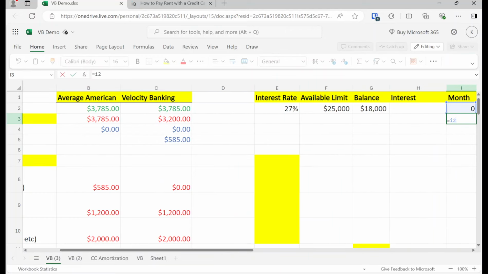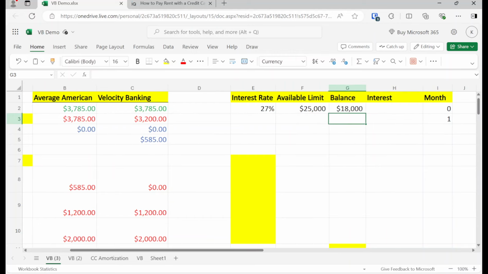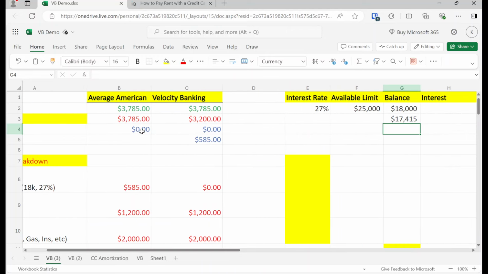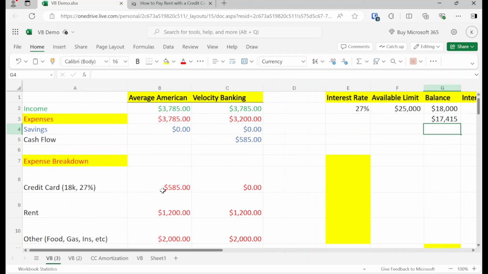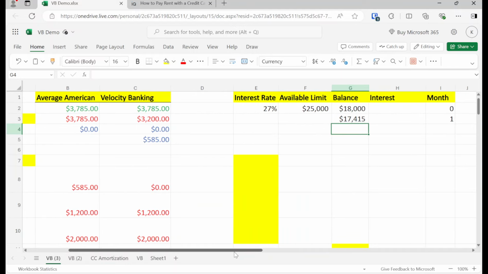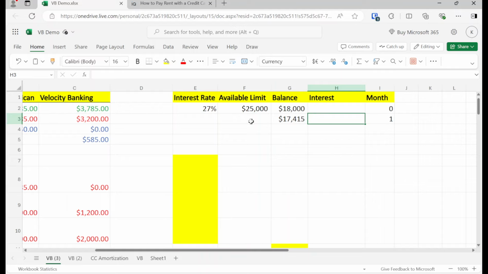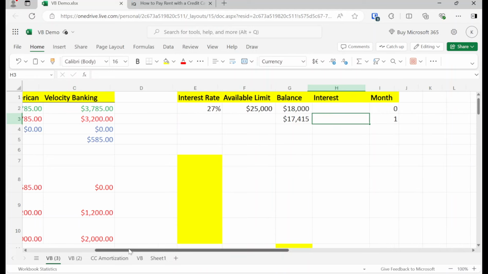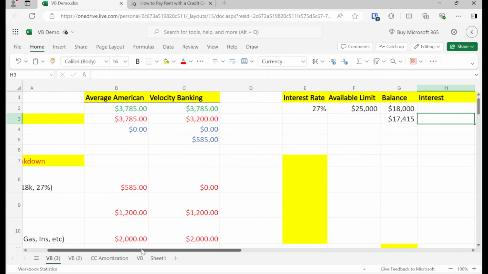So I'll do 2 plus 1, and we'll see the next month. So next month's balance is the previous month's balance plus the previous month's interest minus this cash flow number, which is 585. So see, here we were at zero, right? Like, we're in the struggle bus. Here we have a little bit of breathing room, okay? It's not like the best, but again, it's better than suffocating and almost drowning, where if you're off $1, you're screwed. You know what I'm saying?